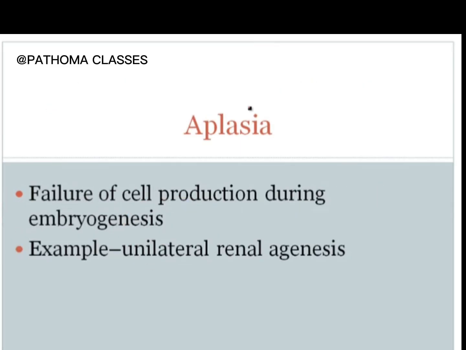A couple more quote-unquote plasias that we should discuss. They're not really growth adaptations, but I threw them in here because they fit well with the discussions that we've been having. The first is aplasia. A means without, and plasia means growth. And this is a failure of cell production or organ growth during embryogenesis. And the classic example is unilateral renal agenesis, where a patient fails to develop one kidney during embryogenesis.